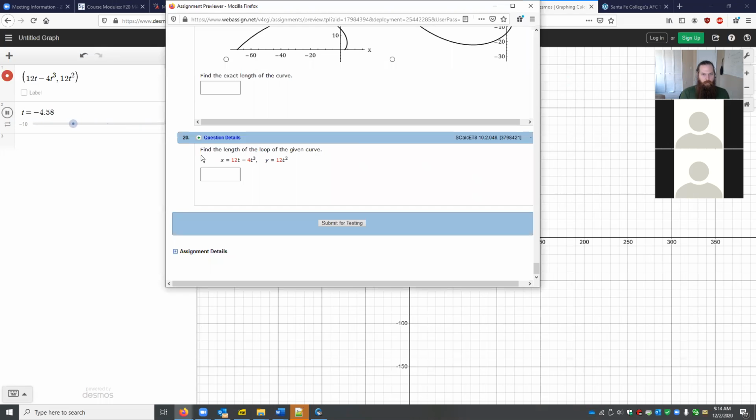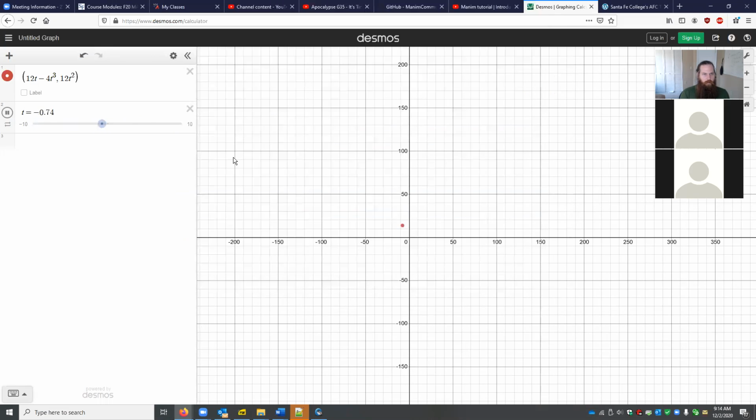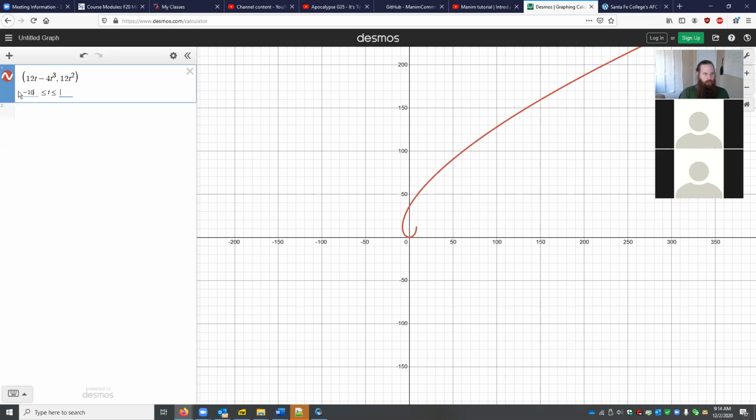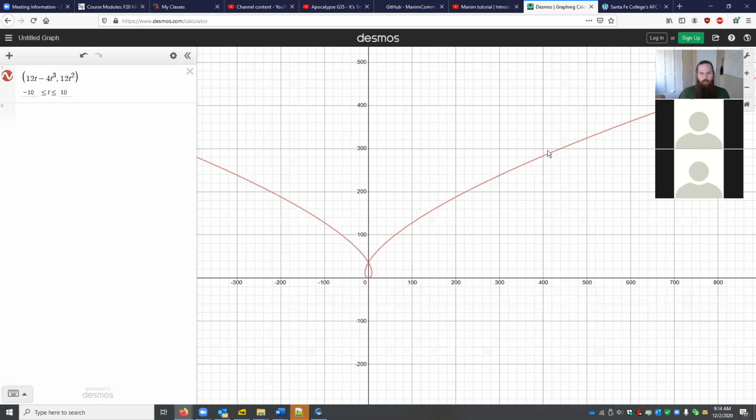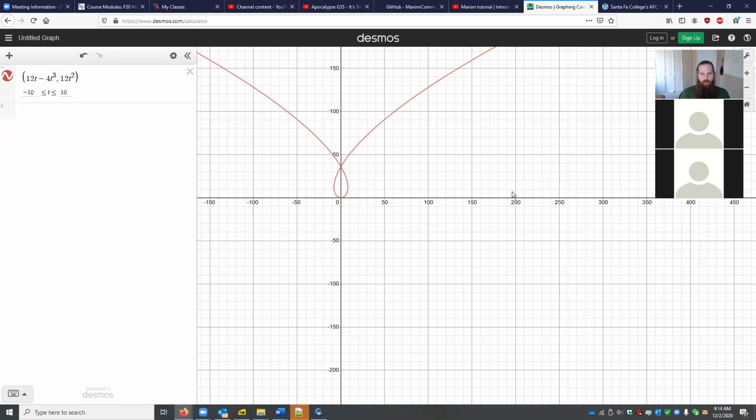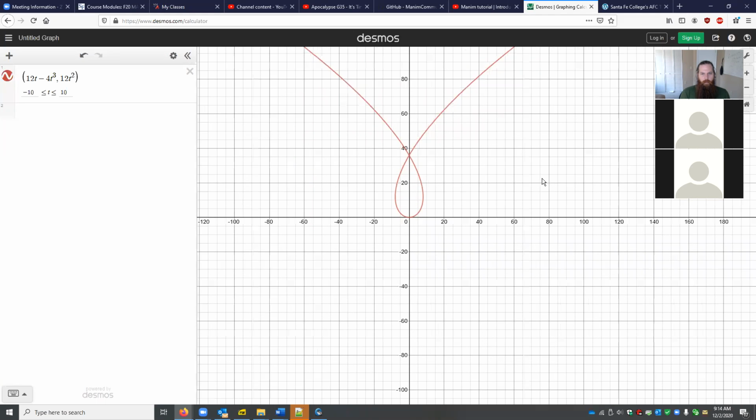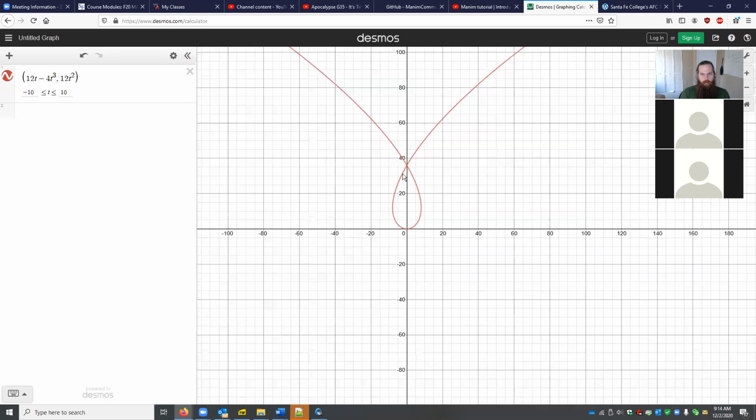So they asked for the length of the loop of the curve, which suggests that it should connect to itself. 12t minus 4t cubed. Okay, so let me get rid of the slider and see if we can give this a concrete picture. There it is. So what's meant by a loop of this? That's a tricky thing to interpret on its own, but I would say the loop there is probably this piece here. So we need to figure out what t values correspond to this point, and we're going to integrate to find the length of this loop.